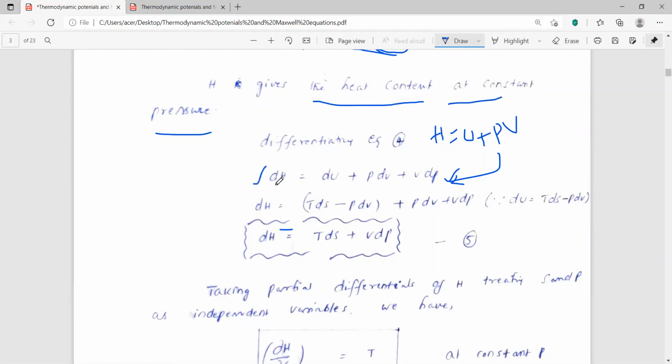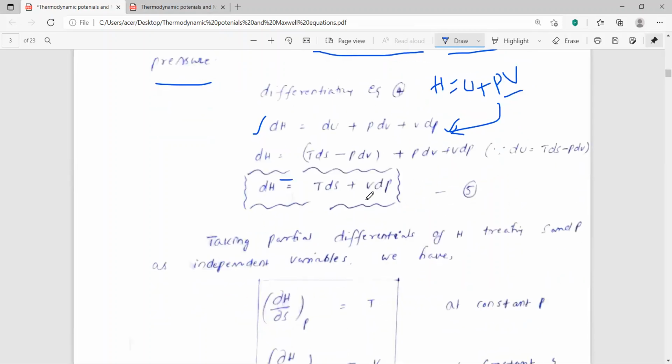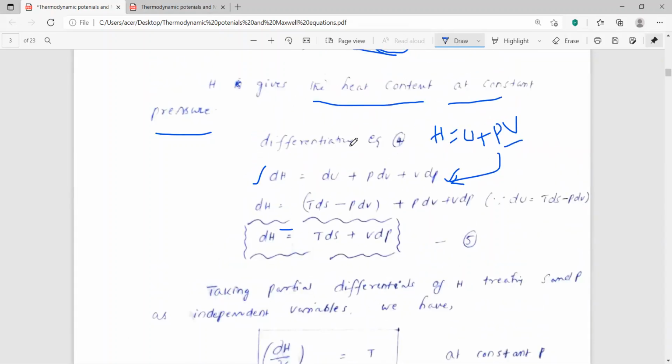So, dH equal to, you differentiate U and you differentiate PV. So now dH equal to dU plus PdV plus VdP. You know well how in differentiation you can differentiate AB, A dB plus dA into B. In that manner, you can write dH equal to dU plus PdV plus VdP. But in the previous one, you have the equation for dU.